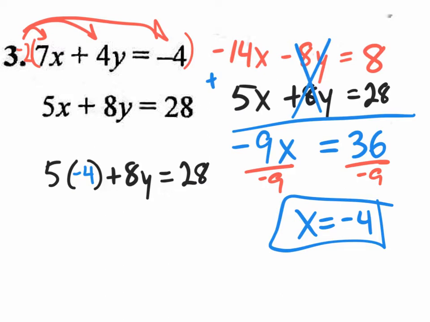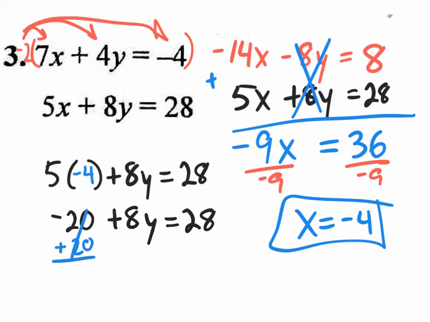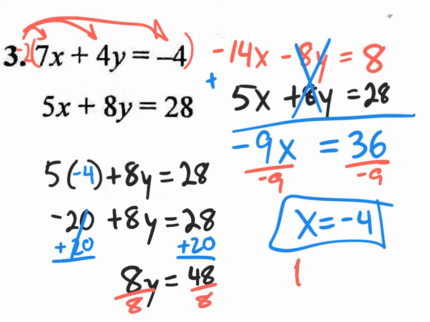5 times negative 4 is negative 20. Bring down the 8y, bring down the equals and the 28. I need to still get the y by itself, so I'm going to add 20 to get rid of the minus 20. What I do to one side, I do to the other side. 8y equals 48. Final step would be to divide by 8, and y equals 6.